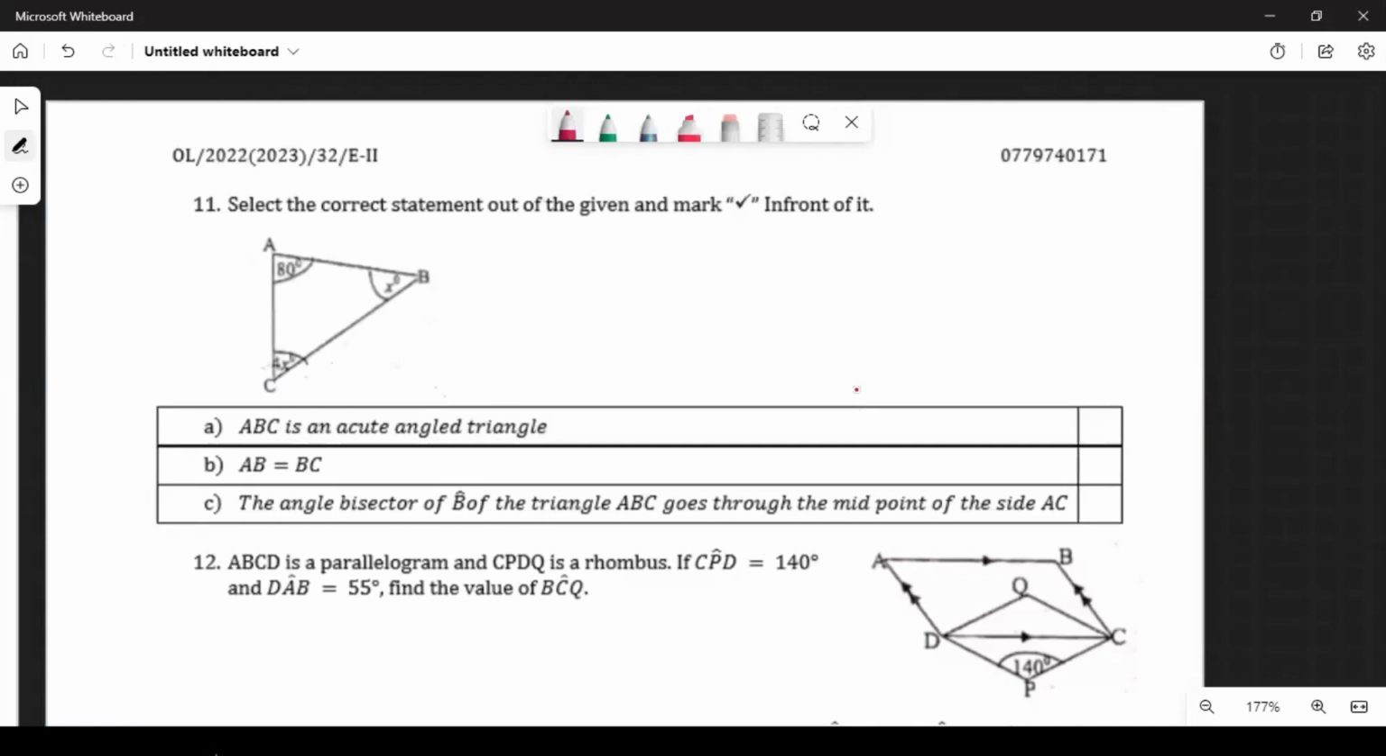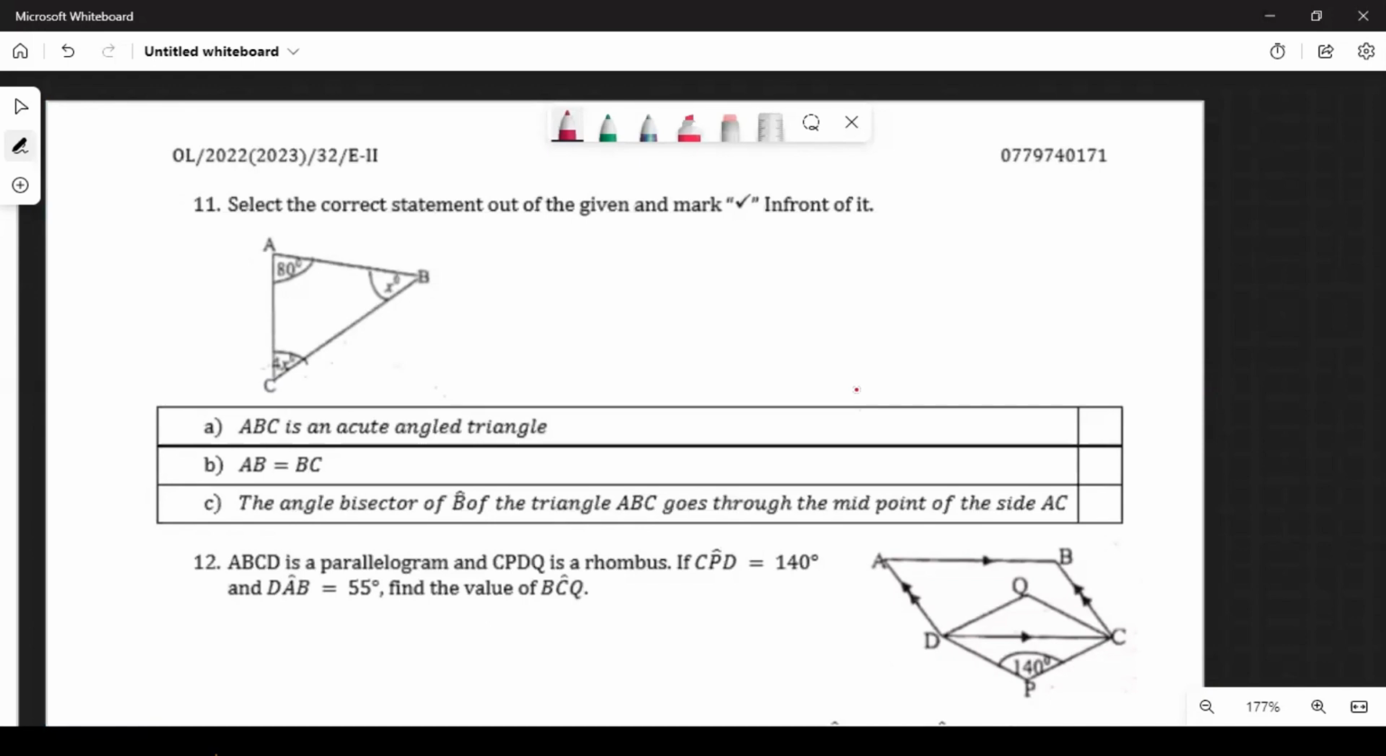Right. So here, select the correct statement out of the given and mark a tick in front of it. If the statements are correct, only then you have to mark a tick. If the statements are incorrect, you don't have to do anything. Don't put cross marks or anything. Just leave it blank. If it is correct, just put a tick mark.